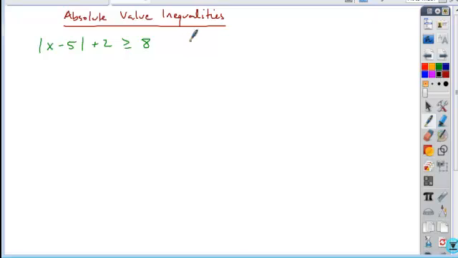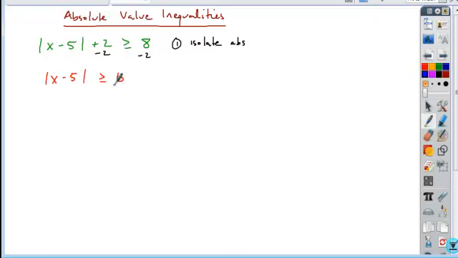Okay, so if you isolate your absolute value expression, we're first going to isolate that, so we'll subtract a 2 from both sides. That gives us this new expression: absolute value of x minus 5 is greater than or equal to 6. Okay, now all the pieces in here tell you something specific.